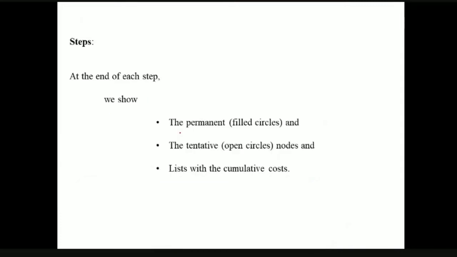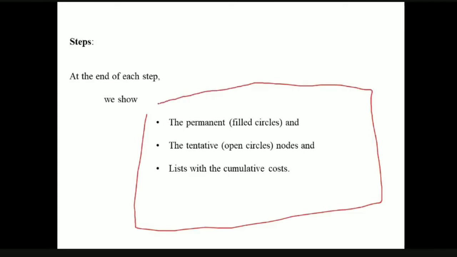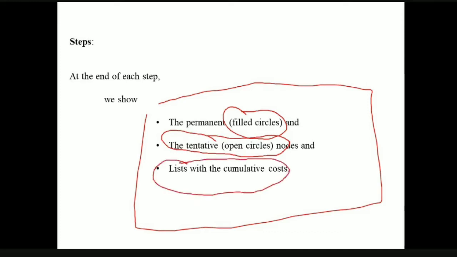Now, what are the steps we are going to follow here? At the end of each step, we are going to show some representations. The permanent circle is a circle which is filled. This is one representation. To represent the tentative nodes, we use an open circle. And we represent the list with the cumulative cost. While seeing the diagram, you will understand this.